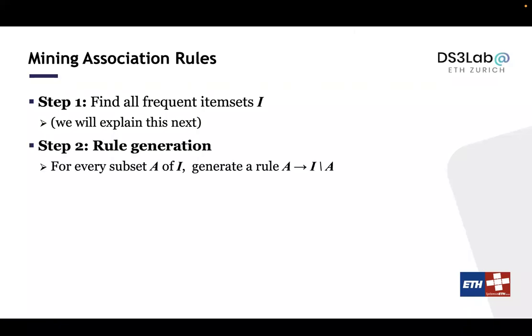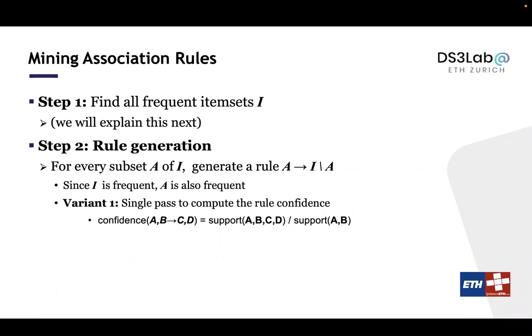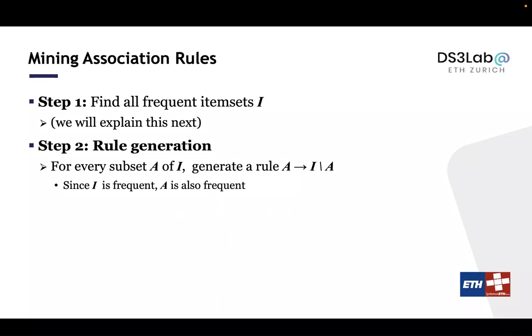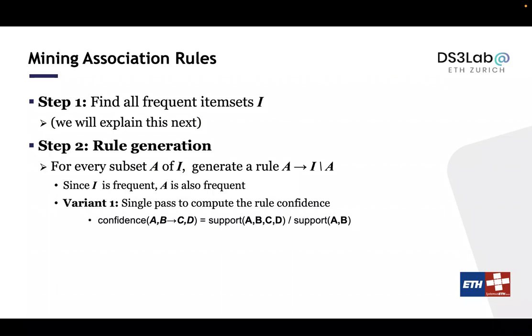And the second step is you go through every single frequent item set, I, and for every single subset of I, you generate an association rule, mapping from A, which is a subset, to all the other attributes. Since you know I is frequent, you know A is also frequent because it's a subset. So the support of A must be larger than the support of I, since A is a subset of I. Then you check the confidence of this rule, because you already know it has strong support.